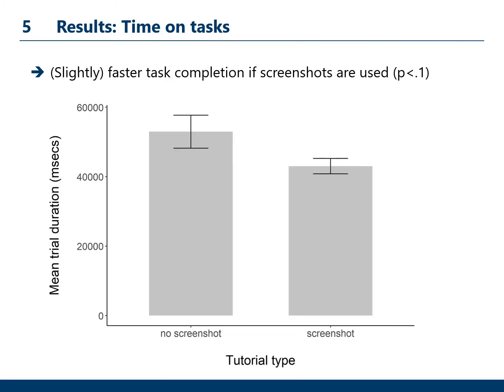Regarding time on tasks, we observed that subjects in the screenshot condition tended to be slightly faster. However, the difference was only marginally significant. We also observed a robust negative correlation between time on tasks and accuracy. The more time subjects need, the less successful they are.